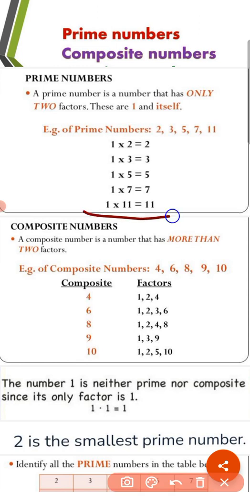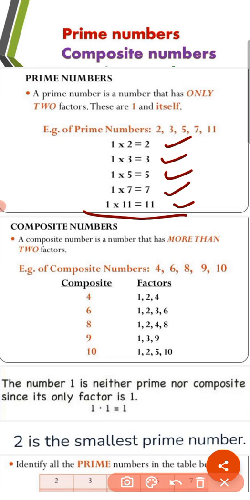The given are a few examples for prime numbers. The first prime number is 2, because 2 has two factors, 1 and 2. 1 multiplied by 2 is 2. Then 3. 1 multiplied by 3 is 3. 5. 1 multiplied by 5 is 5. 7. 1 multiplied by 7 is 7. 1 multiplied by 11 is 11.